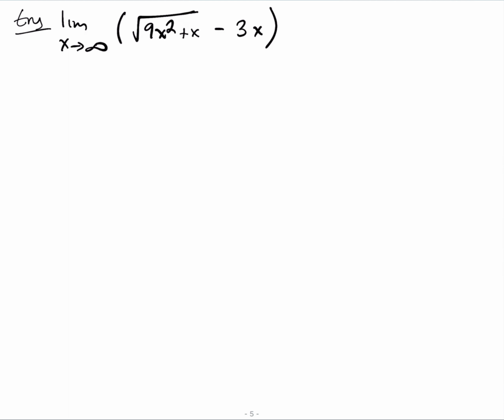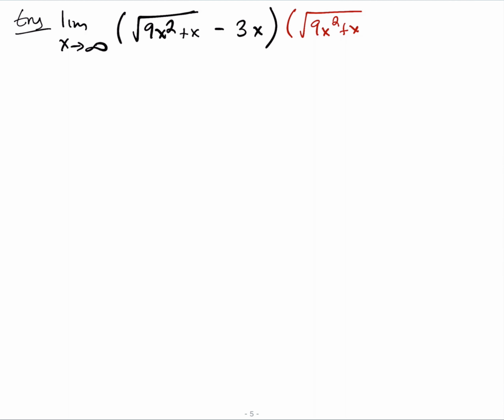Notice that there's no fraction to divide top and bottom by x raised to the highest power. But how would I make that into a fraction? What can you do? Multiply by the conjugate, right? Conjugate, top and bottom. Okay, so give that a go. Multiplying by the conjugate is the first step.